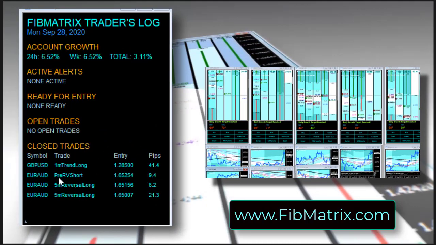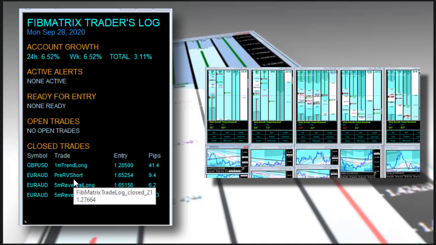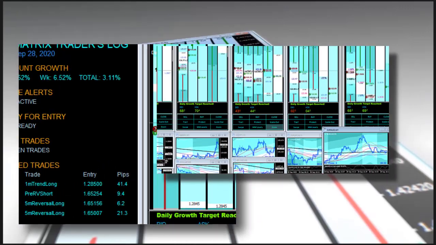All right, so also Euro Aussie. Wow, nice. Euro Aussie started with a 5-minute reversal long at 165. I love these. It went 5-minute reversal, 5-minute reversal, then preemptive reversal short, and took it back 10 pips. So we started at 65 on Euro Aussie.